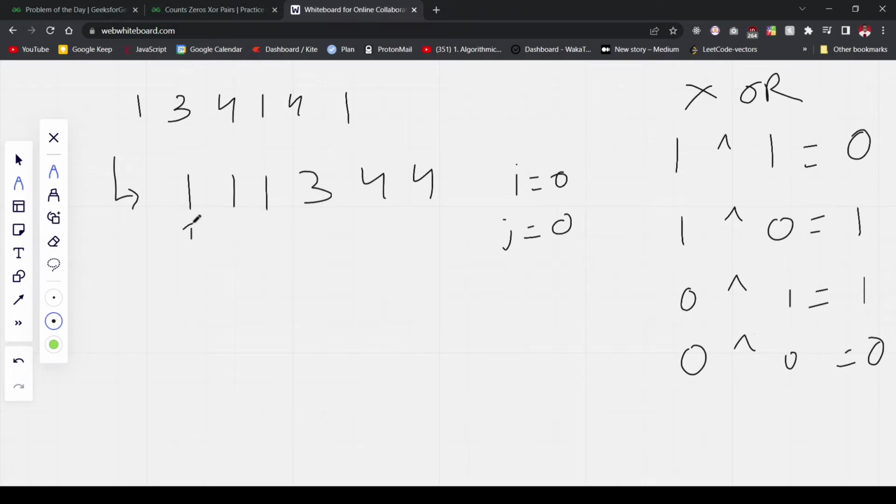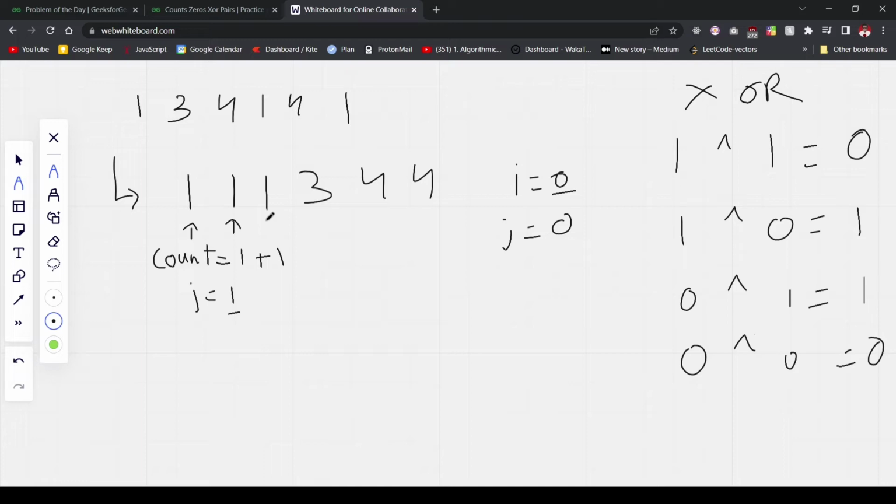So initially my i would be placed here, right? Now I'll compare array of i with array of j. Since both are at index 0, they are same. So my count would be 1. Now I'll increment j to 1. Now comparing this value with the previous value, that is array of i, which is at index 0, and array of j, which is at index 1, I'll get the same value. So I'll increment my count again.